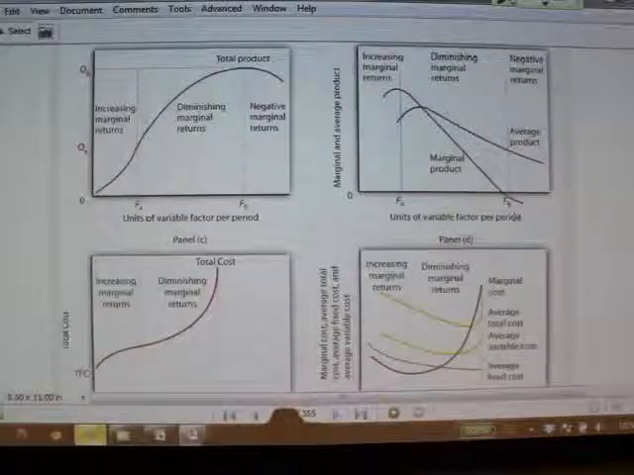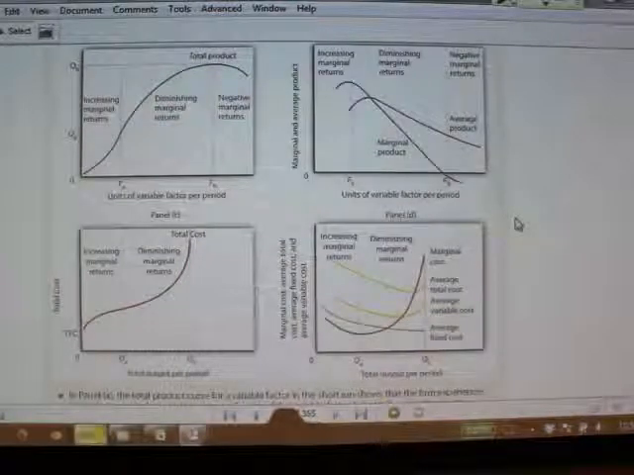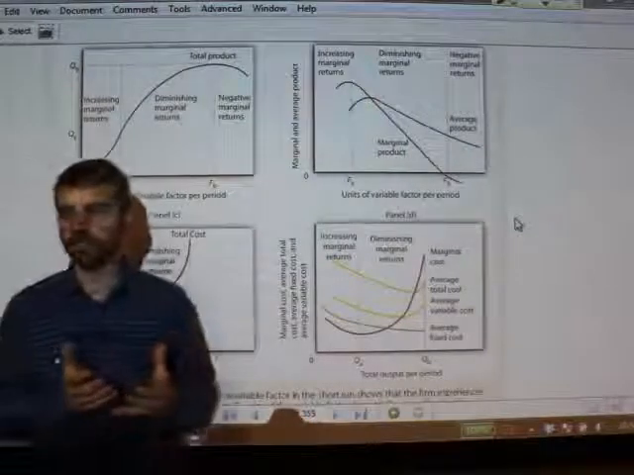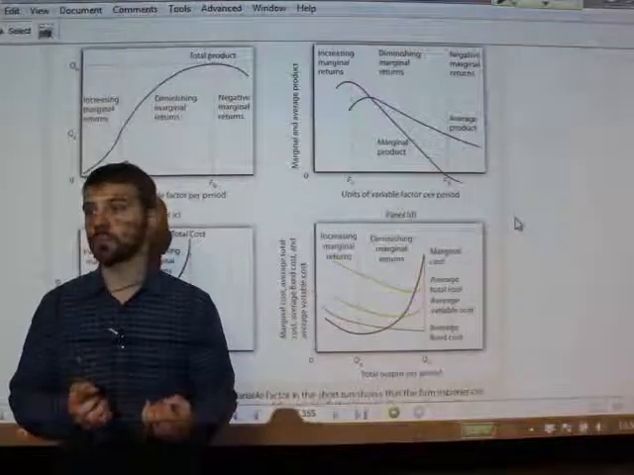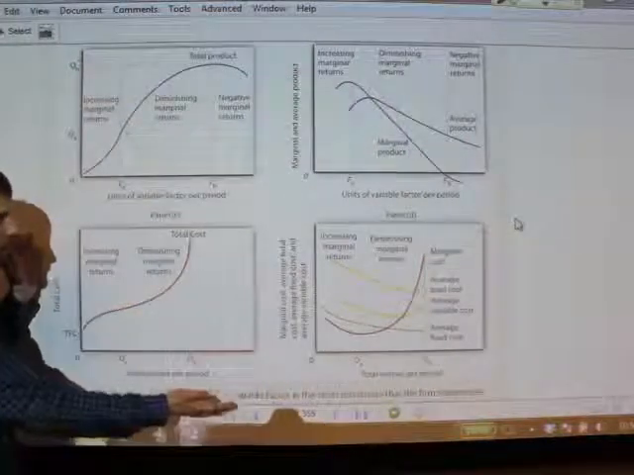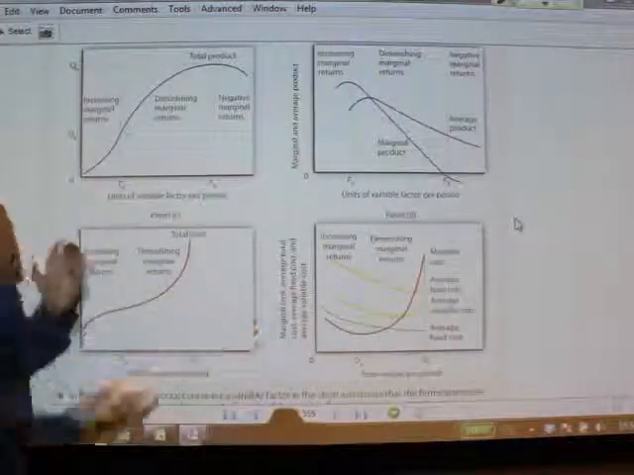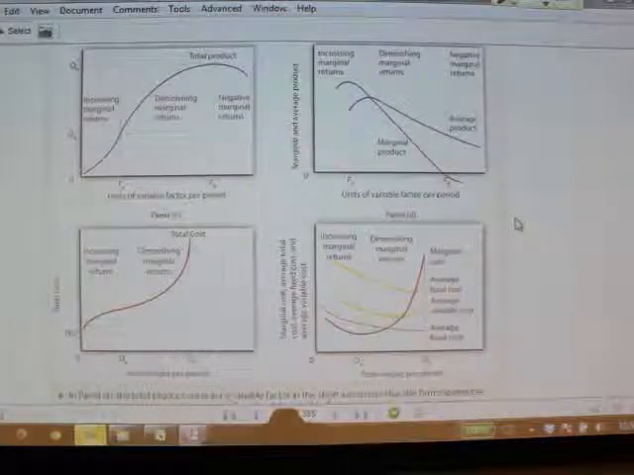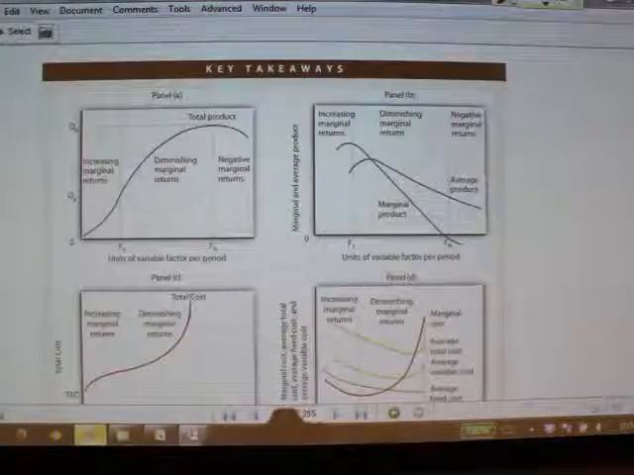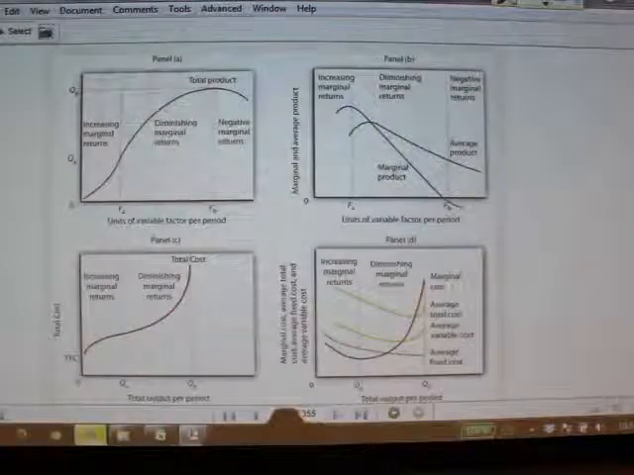All right, so that is the overview of this chapter. So we've discussed the total product curve, the production function, and the total cost curve, the cost function. And everything that we've briefly discussed is summarized here in this table at the end of the chapter. And so you might even start by looking at these key takeaways before you read the chapter.